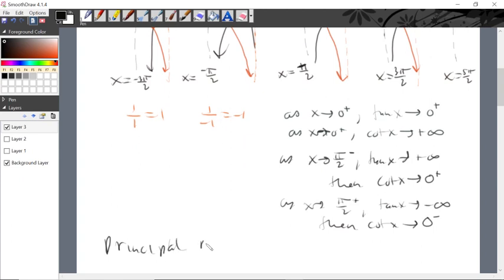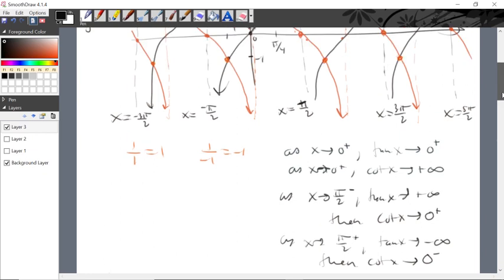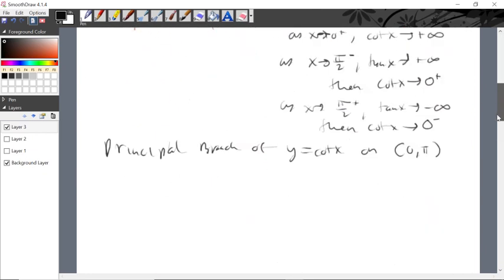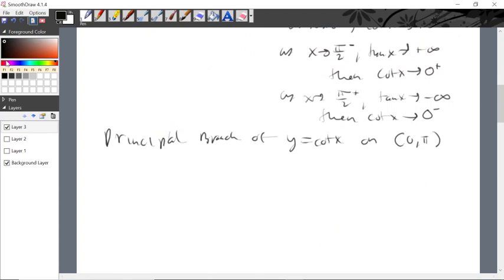Principal branch, okay, of the function y equals the cotangent of x would be found on the open interval from 0 to pi. The period is equal to pi. Okay, just like it was for the tangent from which it was derived.